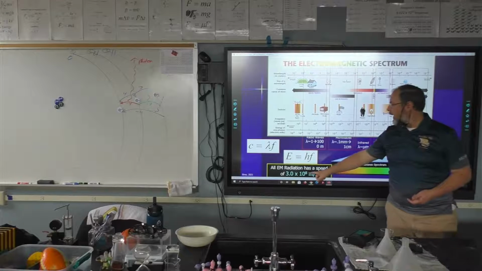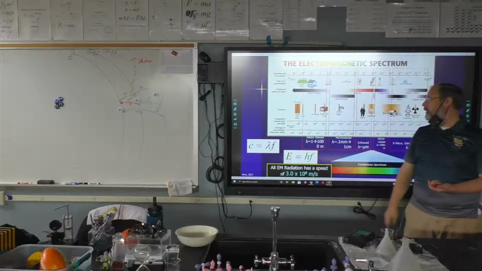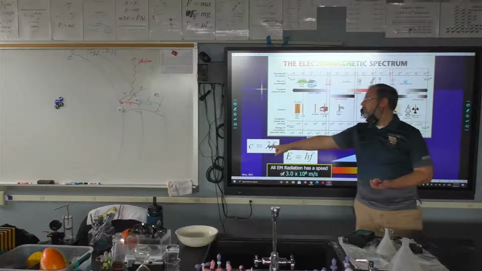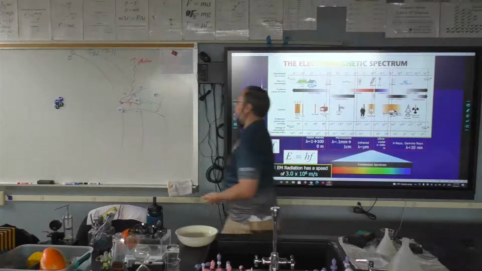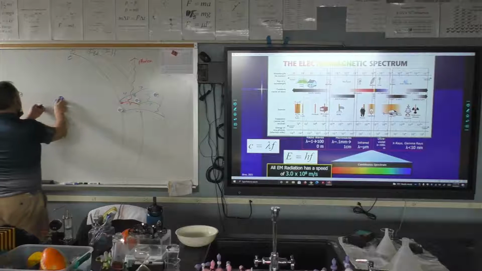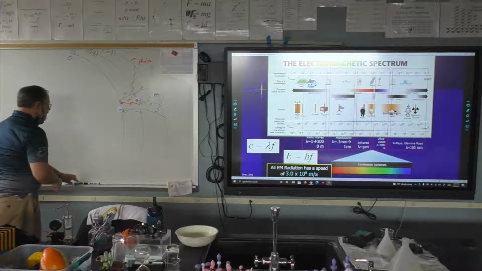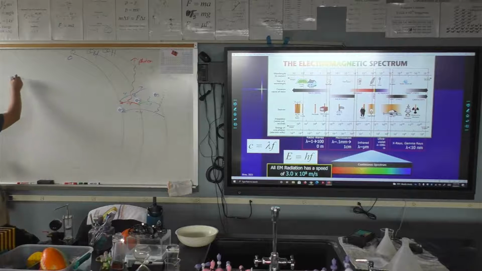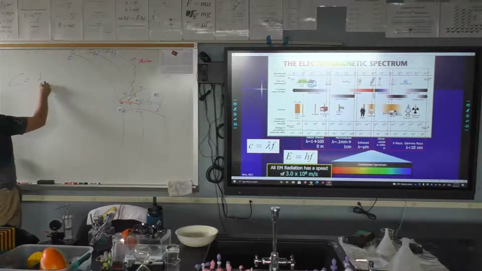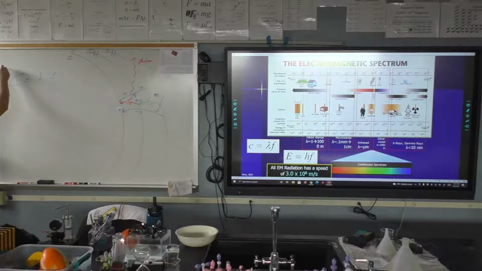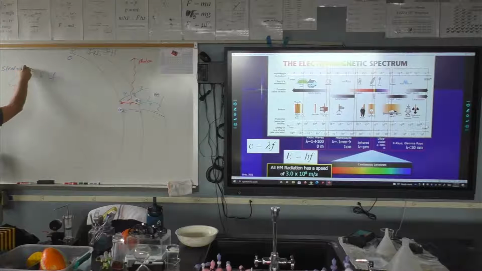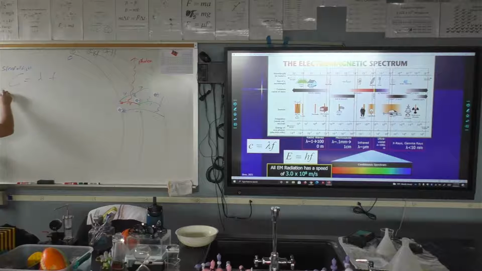All light has a speed of 3.0 times 10 to the 8th meters per second. c equals lambda f. So our formula, let's get rid of our nucleus here, our formula for all electromagnetic radiation follows the same pattern. c equals lambda f. And c is the speed of light. And the speed of light is 3.0 times 10 to the 8th meters per second.